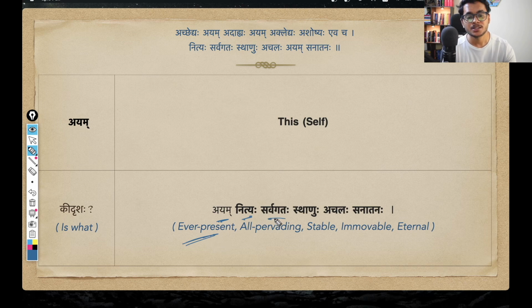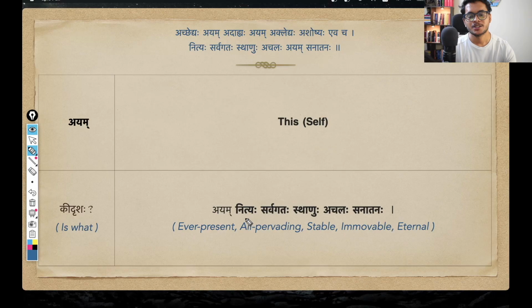And this self is Sarvagataha. Sarvagataha is basically Sarvam Gataha iti Sarvagataha. That Gataha is gone, or reached. And Sarva is everywhere. So something that has reached everywhere, something that has gone everywhere. So in a way, something that is all pervading, something that pervades everything there is. So the self is ever present and the self is also all pervading, Sarvagataha.